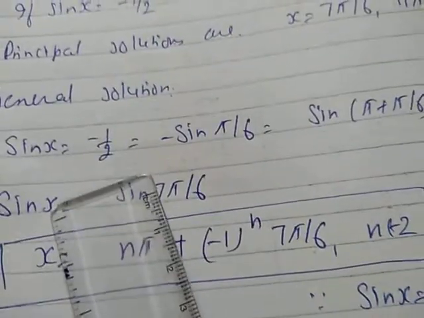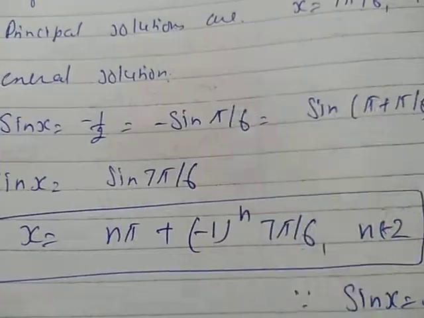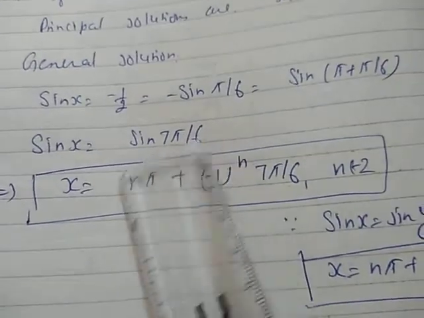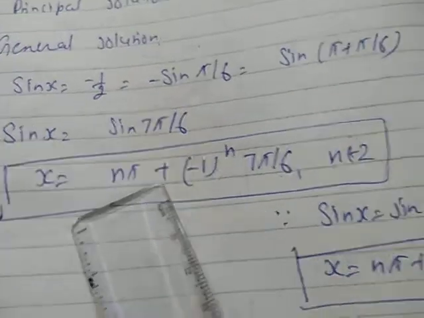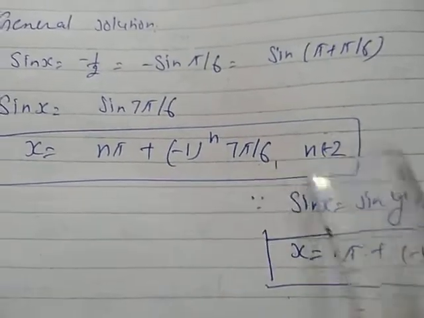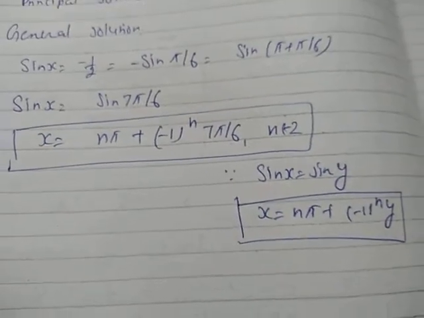For the general solution, sin x is minus 1 by 2, which is minus sin pi by 6. That means sin of pi plus theta is minus sin theta. Therefore, this can be sin of pi plus pi by 6. So, sin x is equal to sin 7 pi by 6. Hence, x is equal to n pi plus minus 1 to the power n times 7 pi by 6, where n belongs to integer. This is the general solution of cosec x is equal to minus 2.